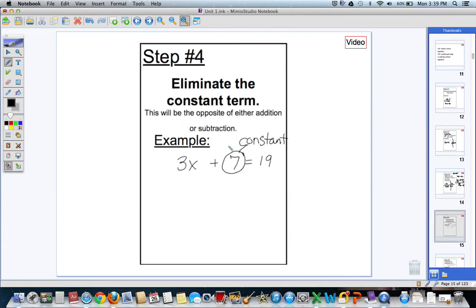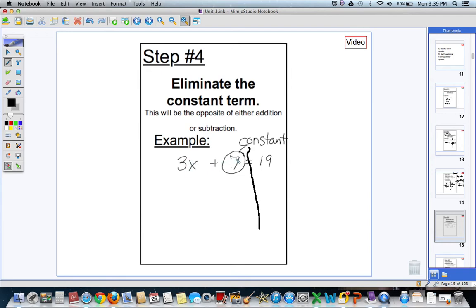Step 4, eliminate the constant term. So this will be the opposite of either addition or subtraction. So our constant is just our number without any letters. So we have a constant over here. To eliminate it, we want to get rid of it on the side where there's no variable. The variable is on this side. I don't want it on this side anymore.